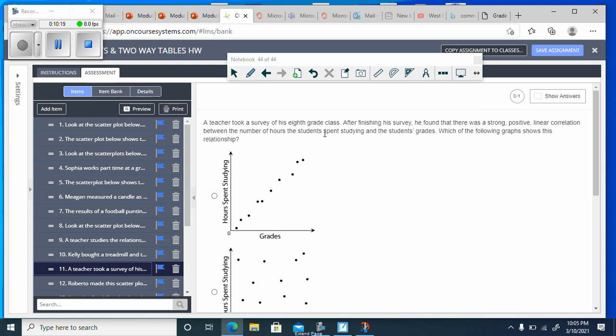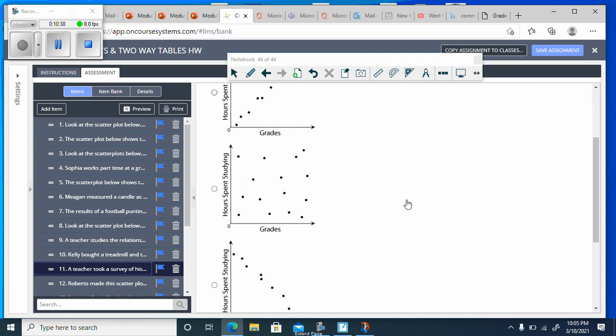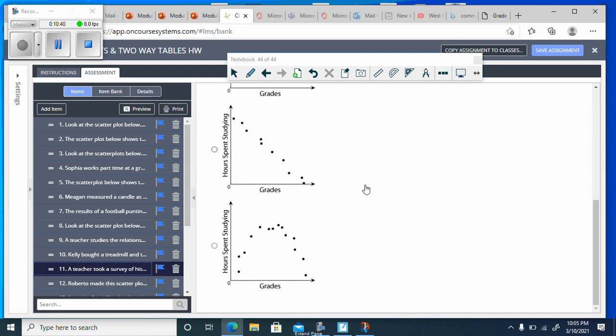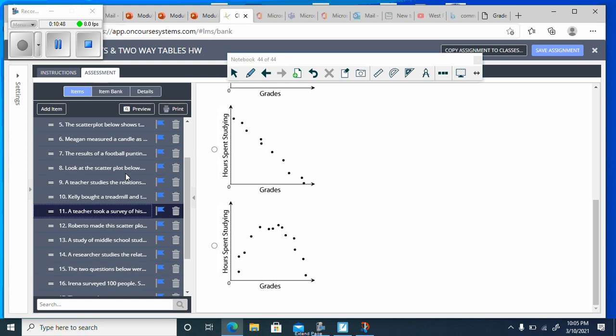A teacher took a survey of his 8th grade class. After finishing his survey, he found that there was a strong positive linear correlation between the number of hours the students spent studying and the students' grades. Which of the following graphs shows this? Strong positive linear. There's a strong positive linear, right? Strong means that it's close. This one's no association. That has a strong negative linear. This one's not linear, it's a curve.